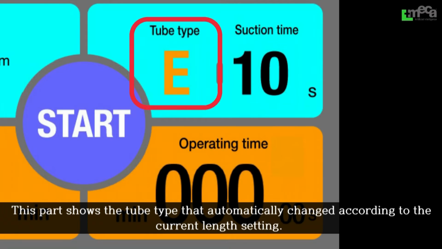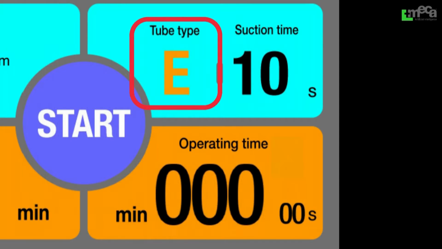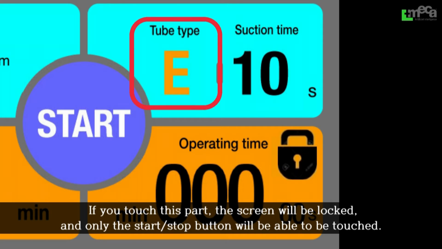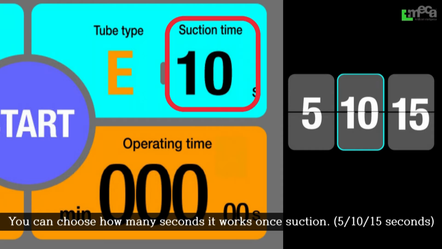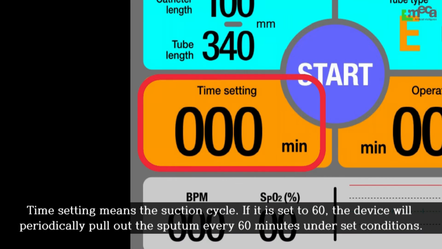This part shows the tube type that automatically changes according to the current length setting. If you touch this part, the screen will be locked, and only the Start-Stop button will be able to be touched. You can choose how many seconds it works for one suction. Time setting means the suction cycle. If it is set to 60, the device will periodically pull out the sputum every 6 minutes under set conditions.